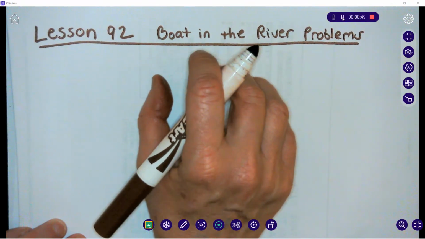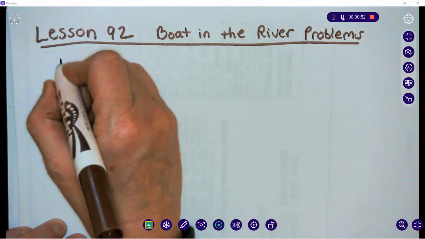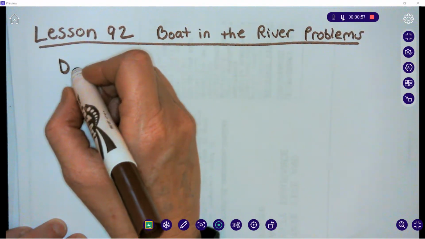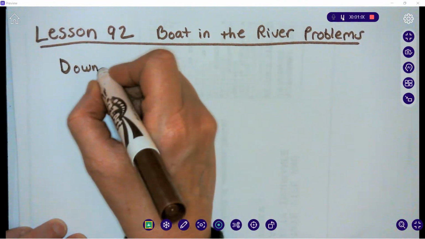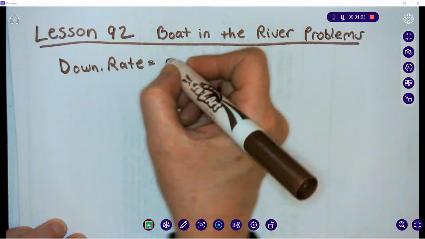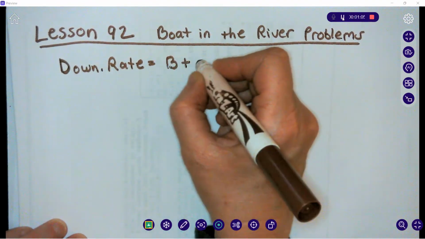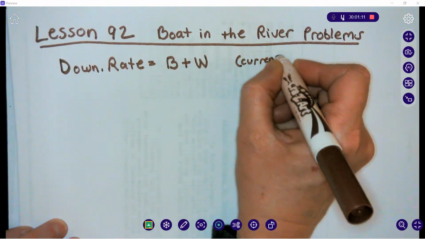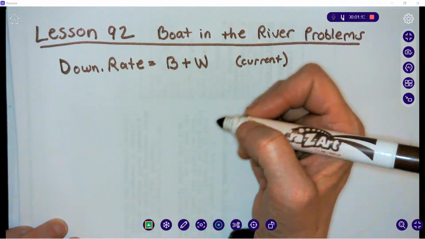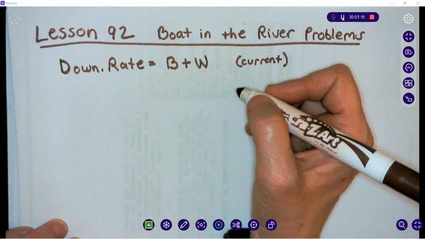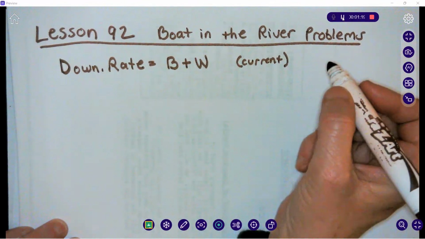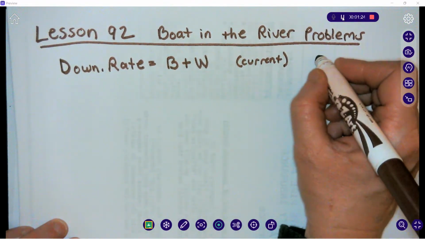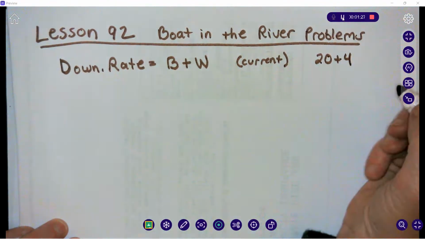First, we have to realize that for a boat that's going downstream, we're going to use D for downstream, the downstream rate is going to be equal to the rate of the boat plus the rate of the water or the current. So if you're in a boat going downstream and you turn the motor at 20 miles per hour and the water is moving at 4 miles per hour, then your downstream rate is going to be 24 miles an hour because it would be the rate of the boat plus the rate of the water.